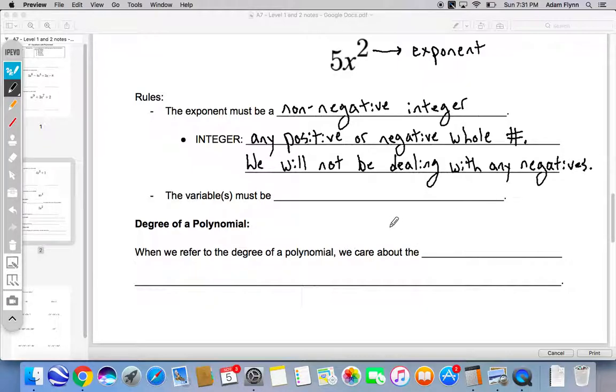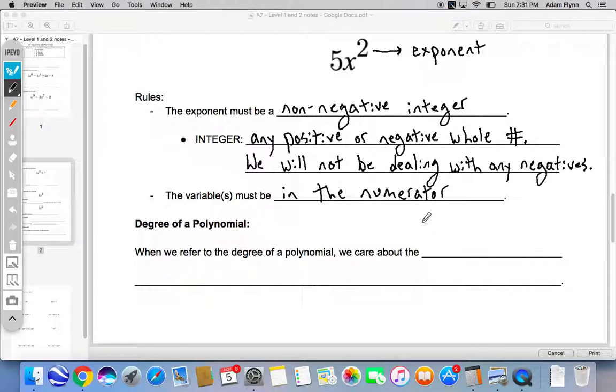Okay. Our other rule, the variable or variables must be in the numerator. So if we have an equation that appears to be a polynomial, but we have a variable in the denominator, it is not a polynomial equation. So let's move on to degree of a polynomial.